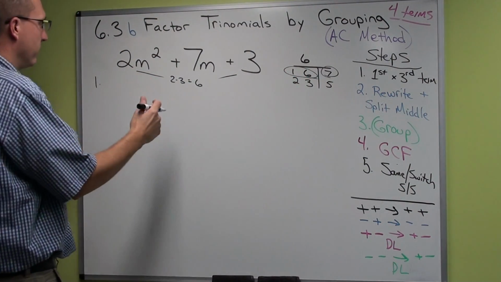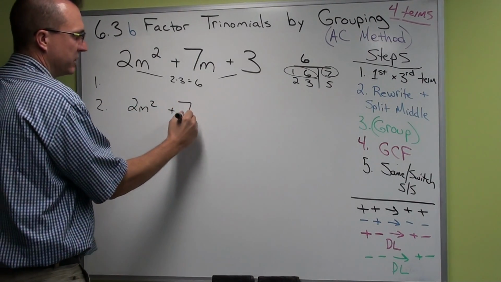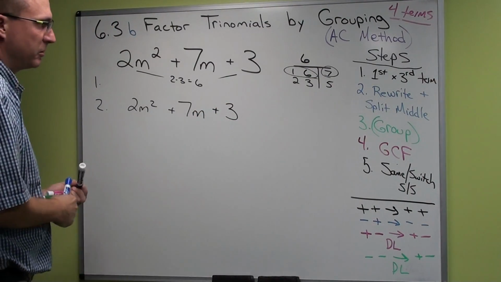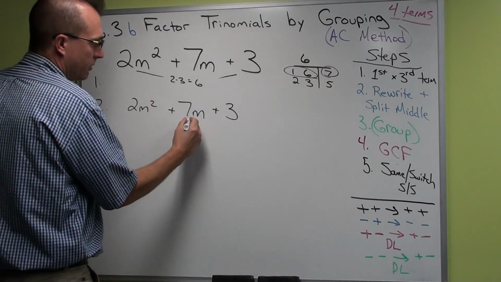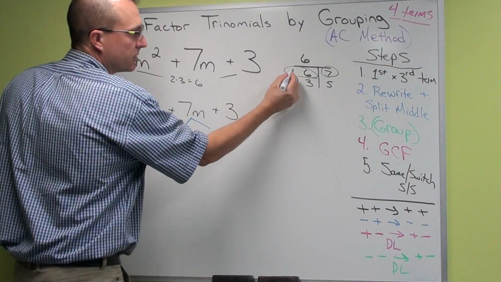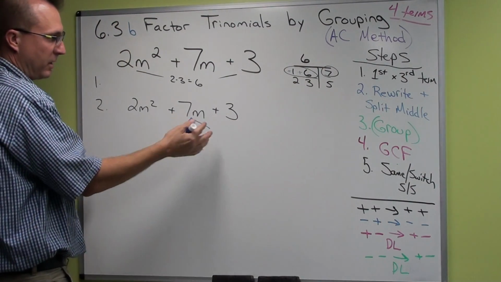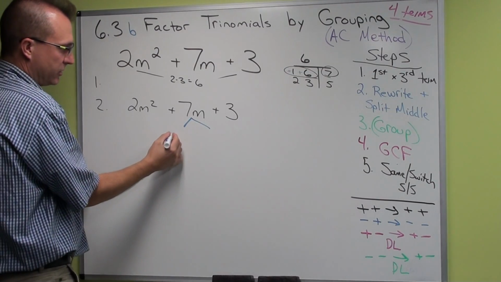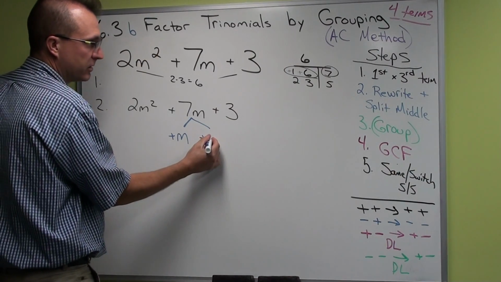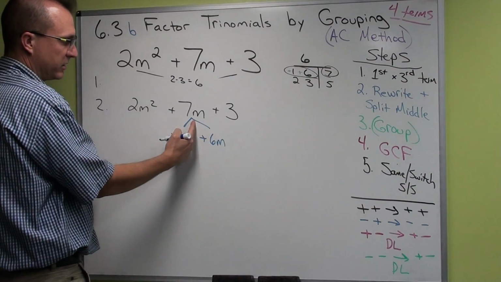So now that we know that, we can rewrite it. 2m squared plus 7m plus 3. This is where we're going to split the middle. So we take this and split it. So we're going to split it to a plus. Since these are all positives, it's plus 1 and plus 6. So it's not going to matter on this problem where you put them. So let's just put plus m here. That would be plus 1m. Plus 6m. Plus 1m plus 6m gives us plus 7m.